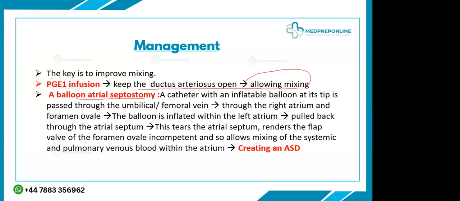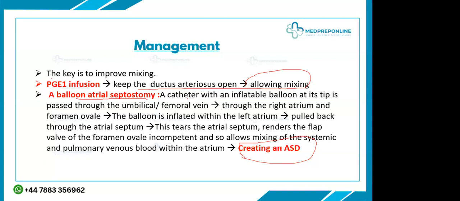The next thing is that it is performed at the bedside. You need to perform a balloon atrial septostomy, which means you have to create an ASD. This is what I have written here. The basic concept is that you have to create an ASD to allow the mixing of the blood so that you can reduce the degree of cyanosis and somehow provide oxygen to the systemic circulation.